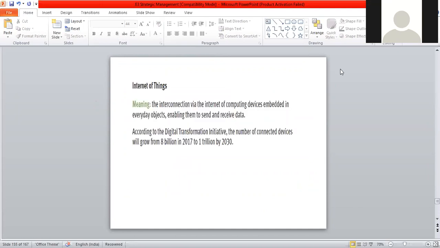Then when we go further, the next topic is about Internet of Things. The interconnection. So Internet of Things is being connected, interconnection via the Internet of computing devices embedded in everyday objects, enabling them to send and receive data. So through the internet, when devices are connected, it enables them to be interconnected, share the information, and have access to the other devices. That is Internet of Things.